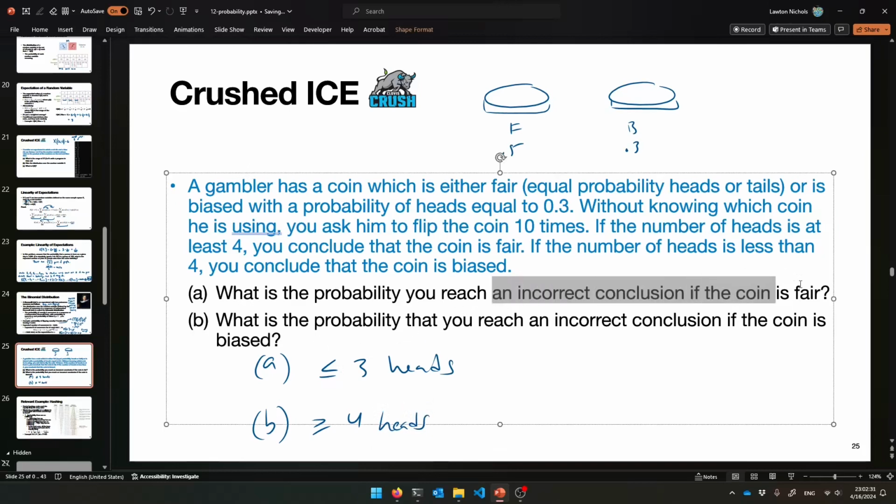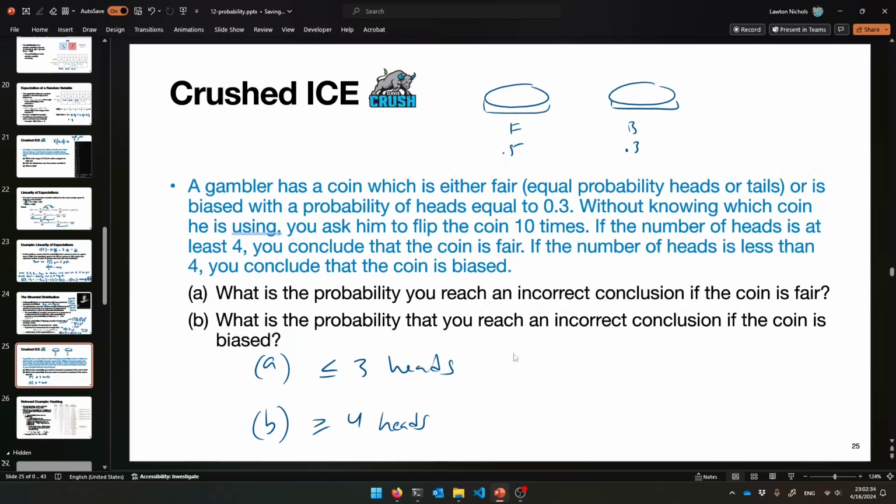So the probability that we reach an incorrect conclusion, the coin is fair, is the probability that the fair coin really gave you that many heads. All right? Less than or equal to 3 heads. So that's the probability that the fair coin was giving you 0 heads, or it was giving you 1 head, or 2 heads, or 3 heads. You see how if you add these up, this is the probability in total that this happened. That the fair coin gave you one of those amounts of heads.